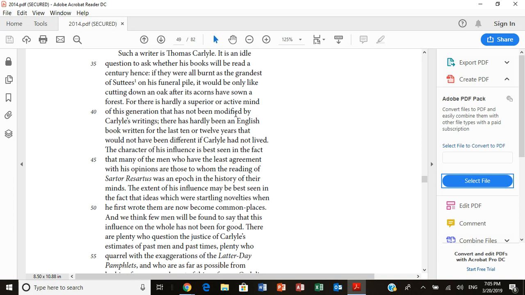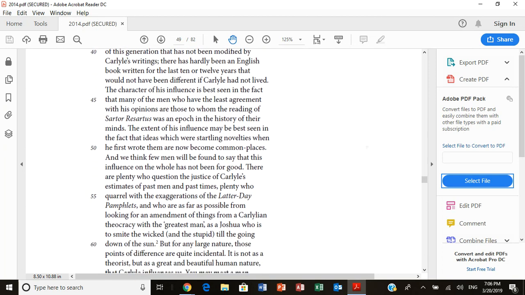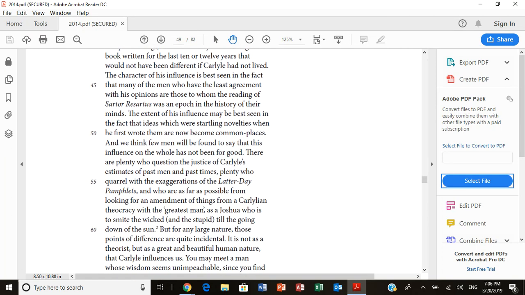Okay, so what's happening here is, they're saying all the thinkers of this generation. Who's this generation? Well, the writer's generation. All of them, if they're superior or active, they've been changed somehow, modified by Carlyle. There has hardly been an English book written for the last 10 or 12 years that would not have been different if Carlyle had not lived.